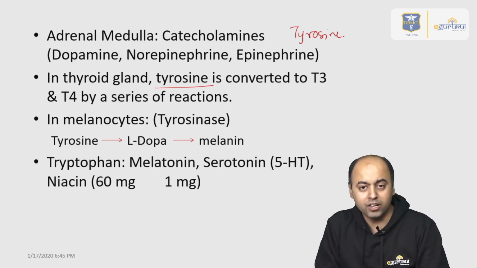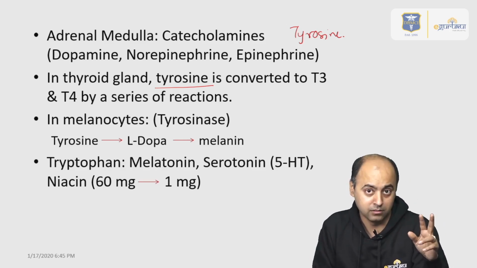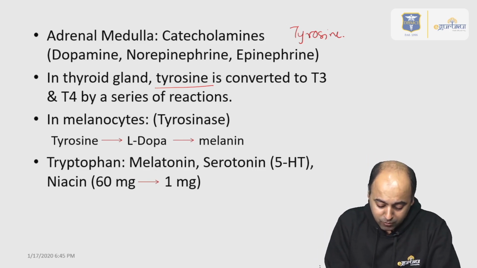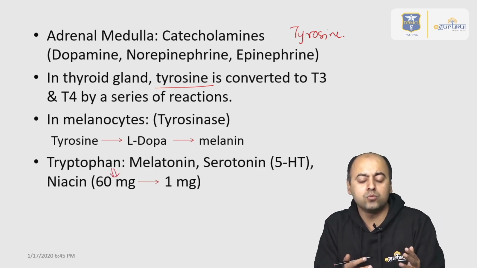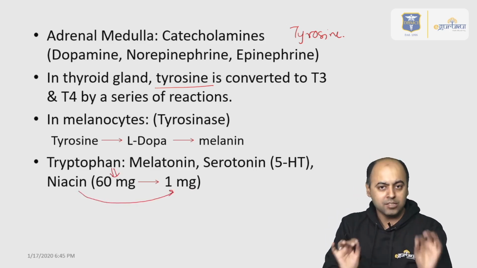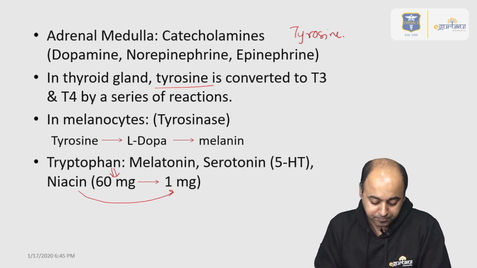Then you come to tryptophan. Tryptophan gives rise to melatonin, serotonin and niacin. Niacin meaning vitamin B3. Please remember 60 milligram of tryptophan is consumed to generate 1 milligram of niacin. 60 milligram tryptophan will give rise to 1 milligram of niacin.